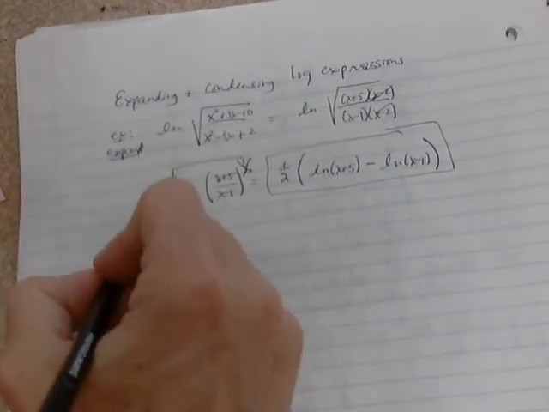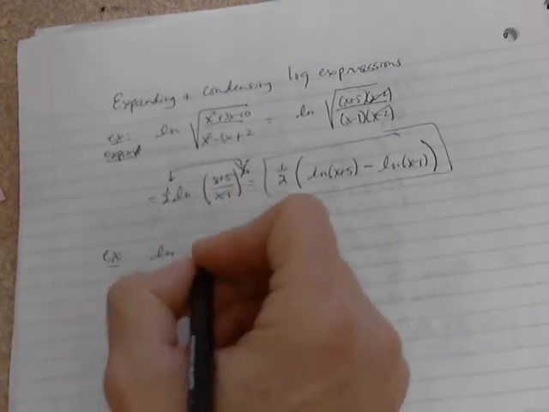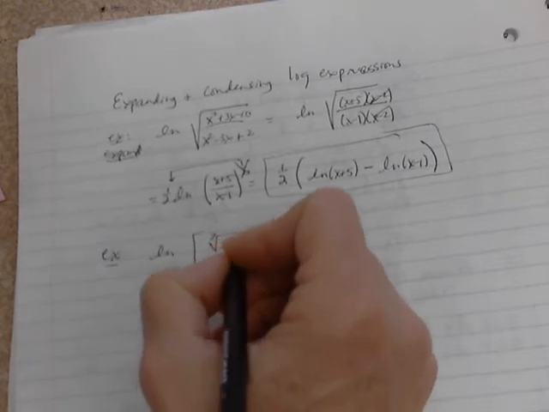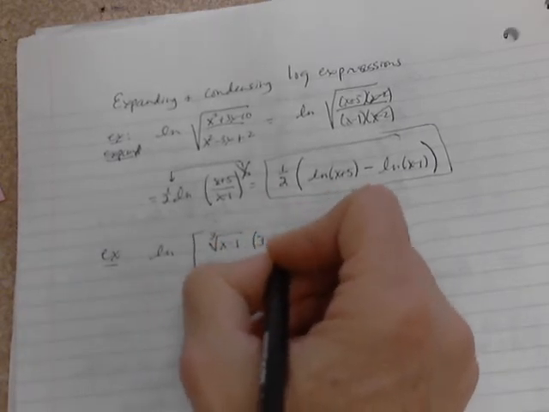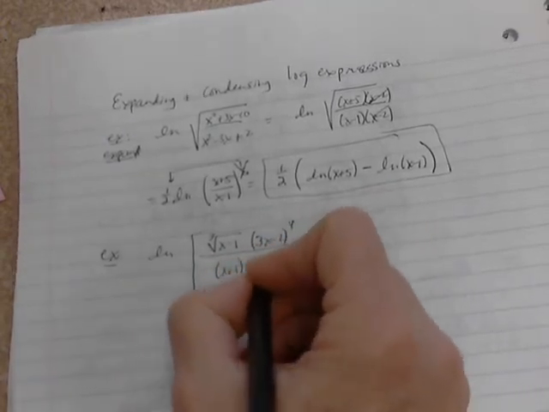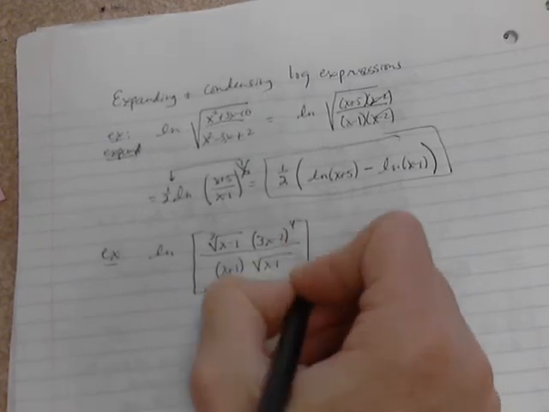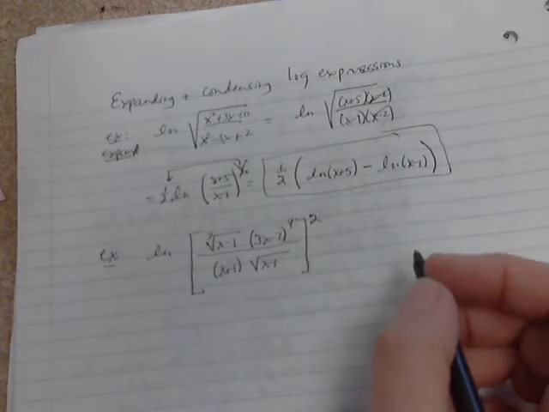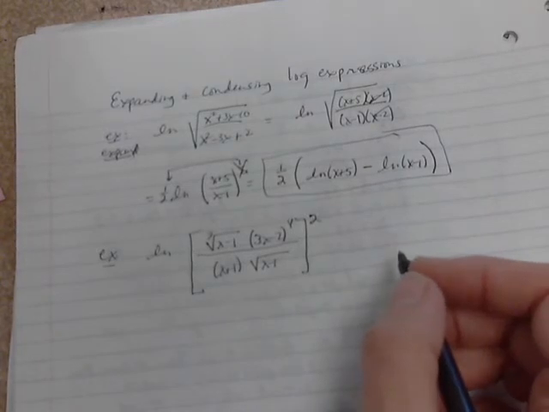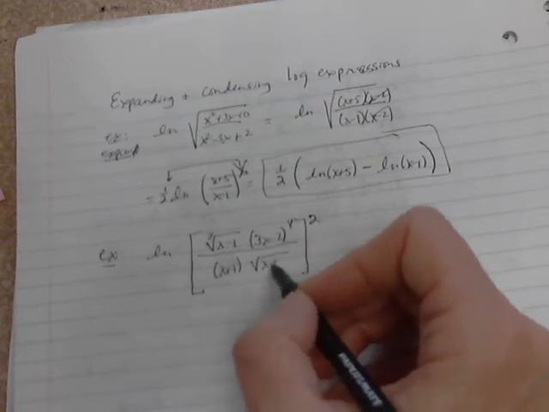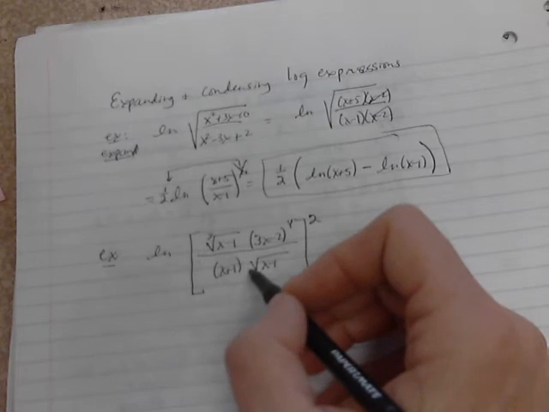Here's another example. Let's take the natural log of the cubed root of x minus 1 times 3x minus 2 to the 4th power over x plus 1 times the square root of x minus 1, and we're going to raise that to the 2nd power. So we can do these a number of ways, but what I would do first is recognize that you've got an x minus 1 on the top and the bottom that you can rewrite as a fractional exponent.